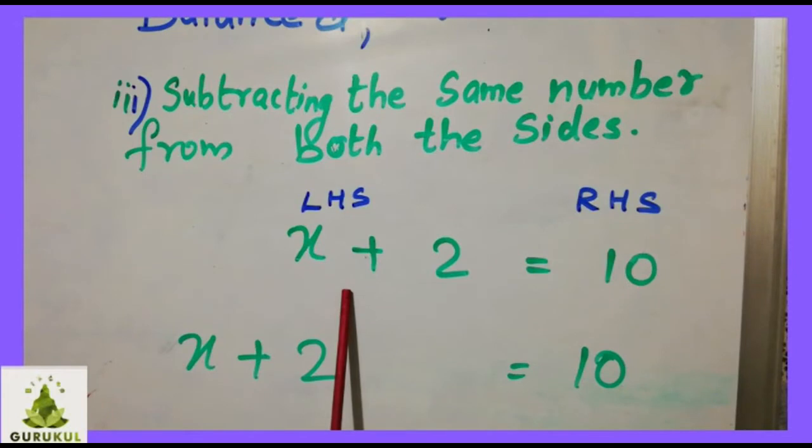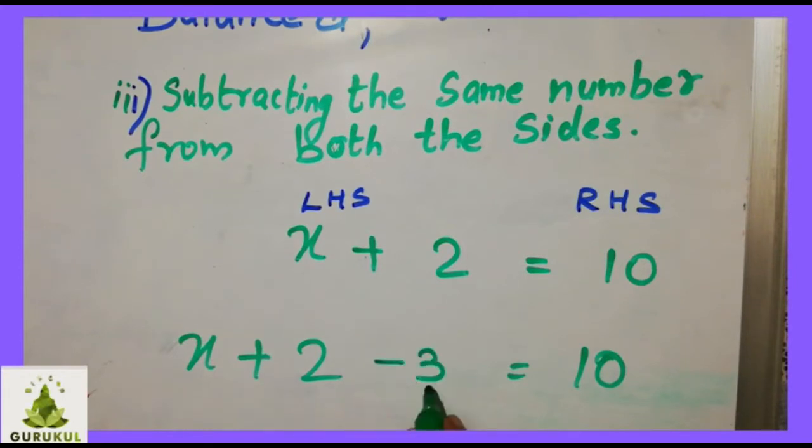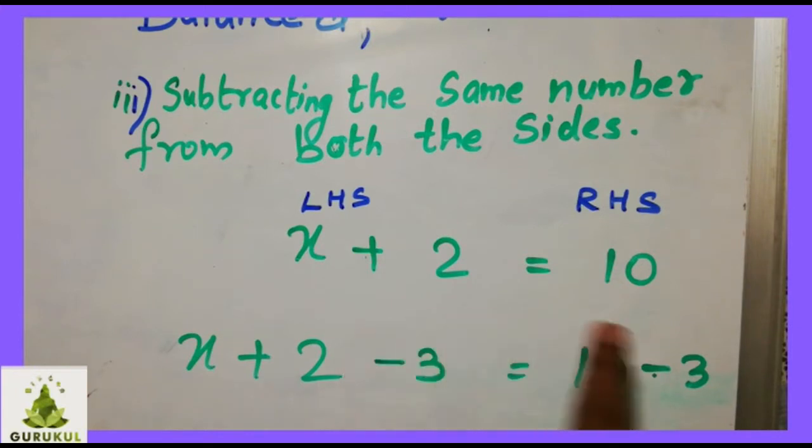Now this is the LHS, x plus 2, and the RHS is 10. For this equation to be balanced, if I am subtracting 3 from this side, I should do the same operation on this side also. Then only it will be balanced. Both the sides, LHS and RHS, will be balanced if I do the same operation of subtraction on both the sides. If I write minus 100 here, I should write minus 100 here also. Then only the LHS and RHS will be balanced.